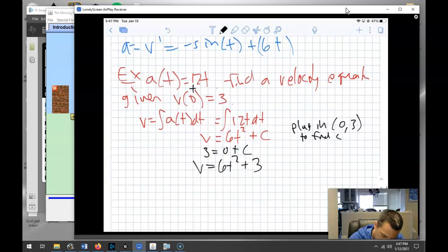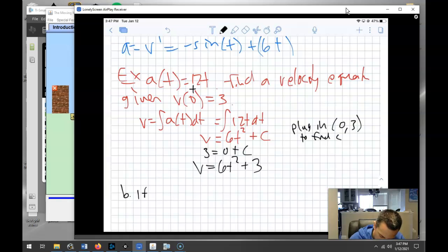Now you can keep going another step, right? So you could say, as a part B of this problem, if I tell you that x of 0 is equal to 5, I'm going to ask you to find x of t, the position equation.